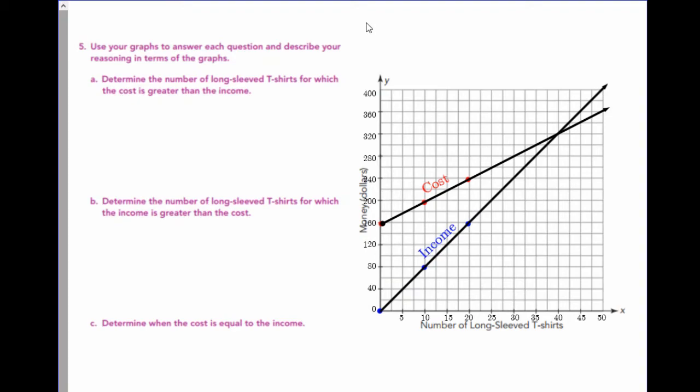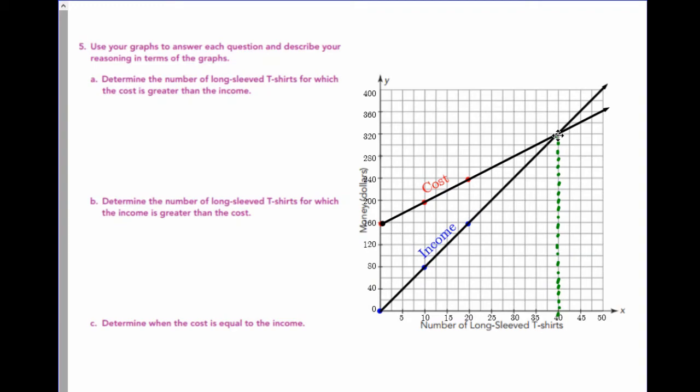Well, you can tell that from the start, it's starting at 160. So it's starting out way higher, right? The cost is way more than the income. And gradually over time, they're getting closer and closer together. But if we look at this point right here, this is where it switches, and then the income is more than the cost. So at that point, it looks like there's 40 shirts.